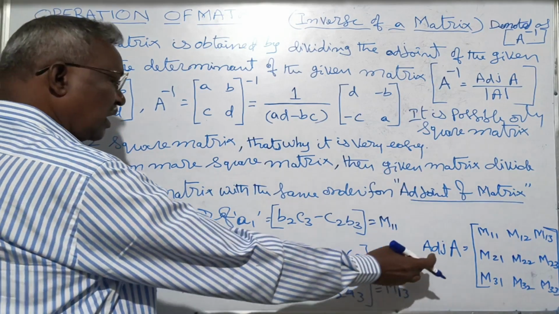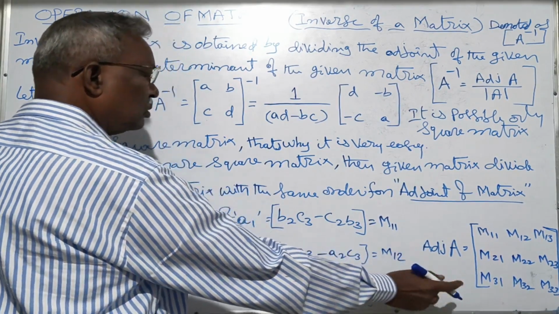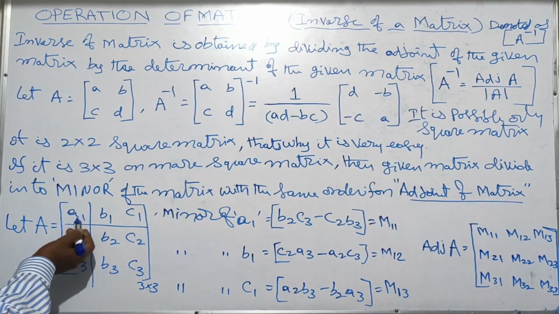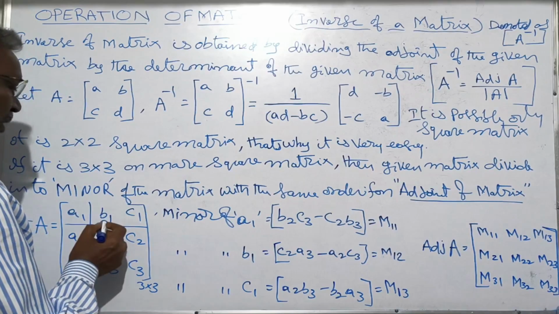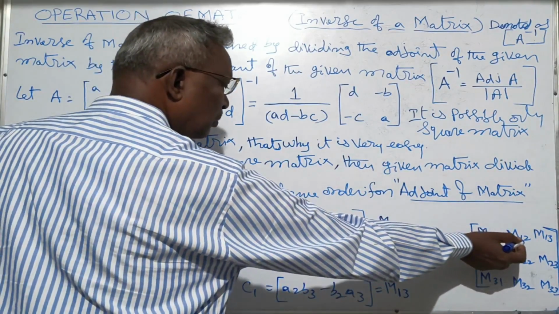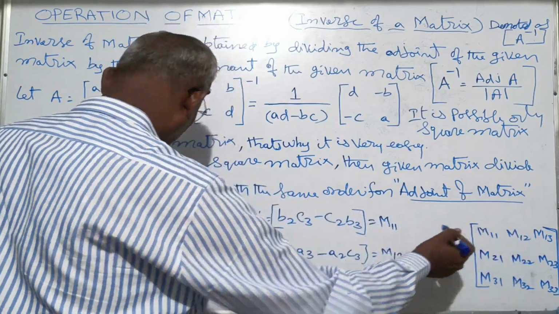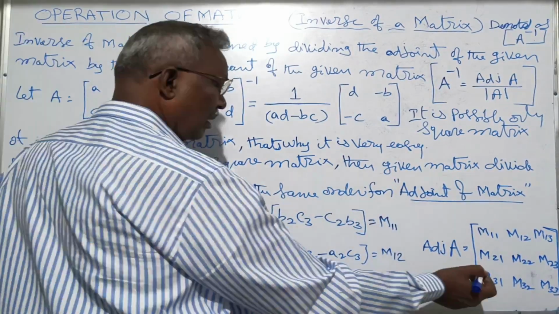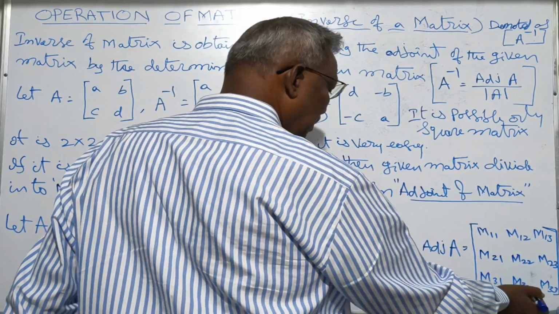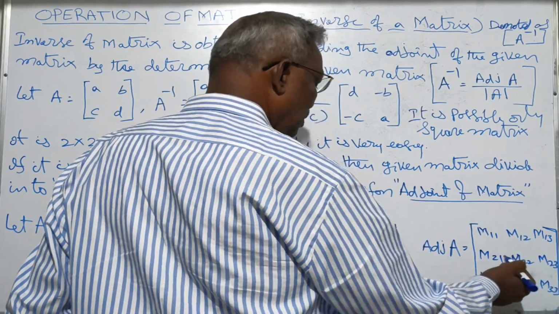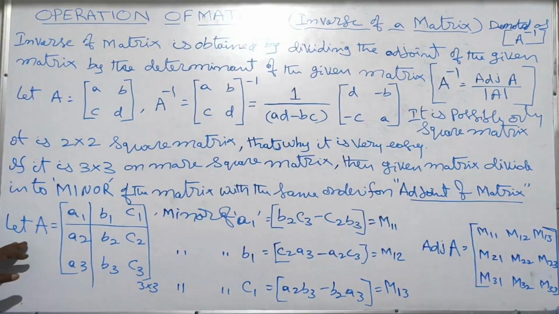Then adjoint A is equal to: element A1 minor is M11. Element B1 minor is M12. Element C1 minor is M13. Similarly, for others also, M21, M22, M23, M31, M32, M33. So this is the adjoint of A matrix.